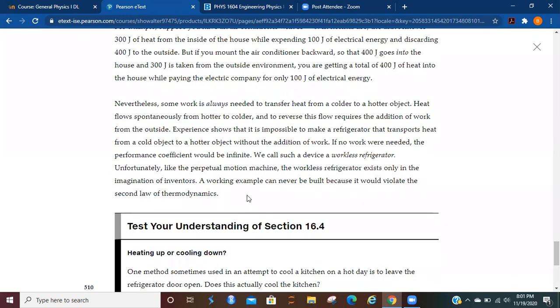But the bottom line here is some work is always needed to transfer heat from a colder object to a hotter object. Heat flows spontaneously from hot to cold, and so to reverse this is going to take work.